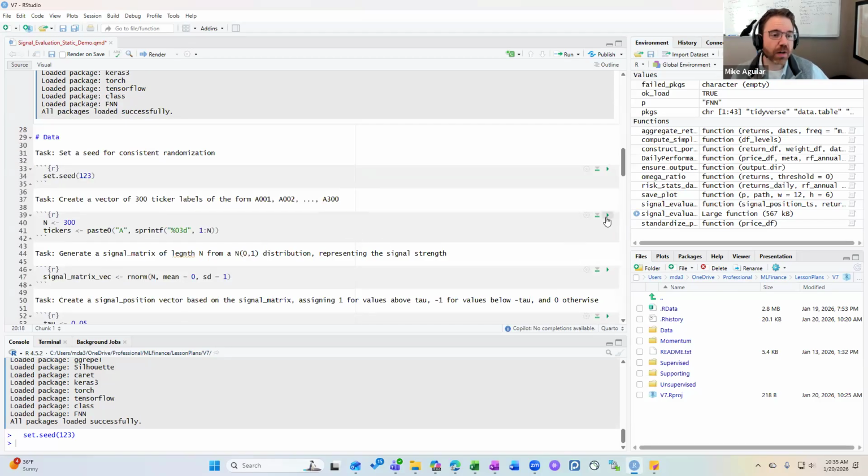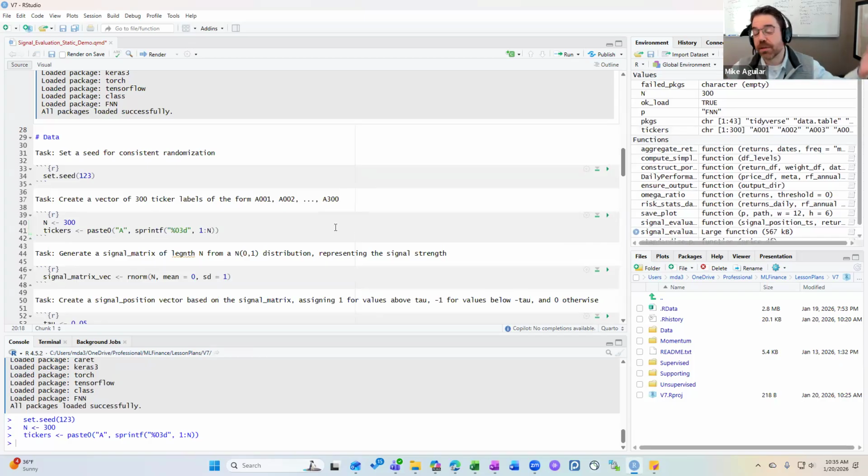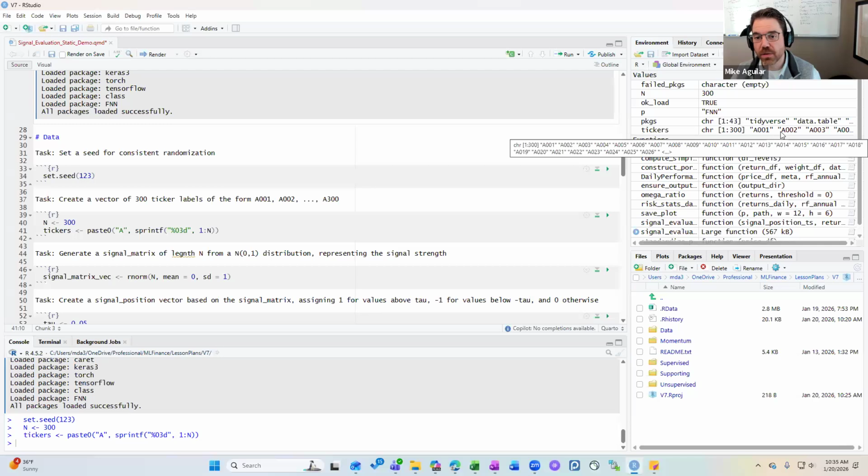Now I want to create 300 assets. If it was the S&P 500, I would pick 500. And I'm creating a bunch of tickers of the form A001, A002. N is the number, tickers is the name I'm giving to the vector, A, and then I'm adding on 1 through N. So you can see right up here, if you could follow my cursor, A001, A002.